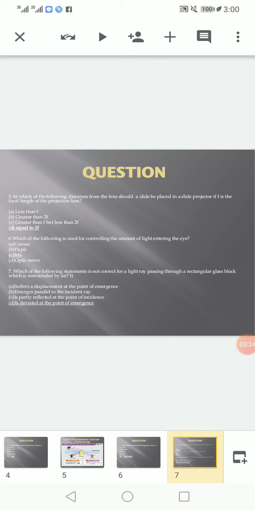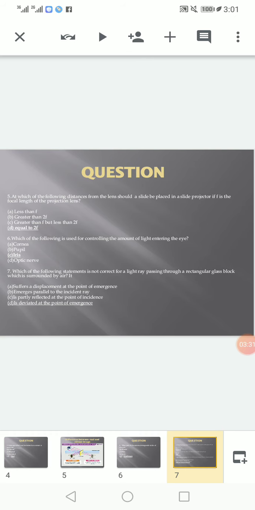Number 6 says, which of the following is used to control the amount of light entering the eye? The amount of light entering the eye is controlled by the part of the eye called the iris. Iris, spelled I-R-I-S, is the part of the eye that controls the amount of light entering the eye.